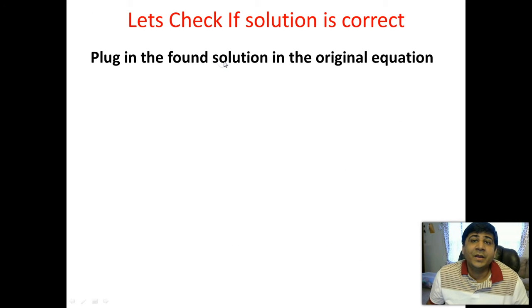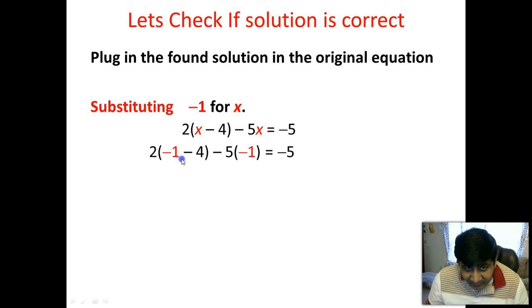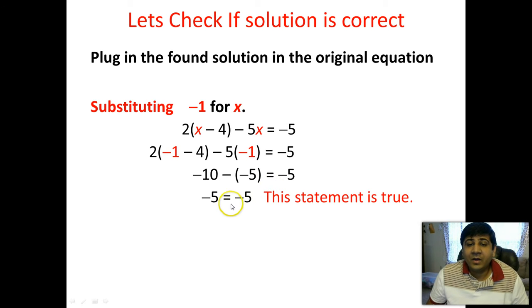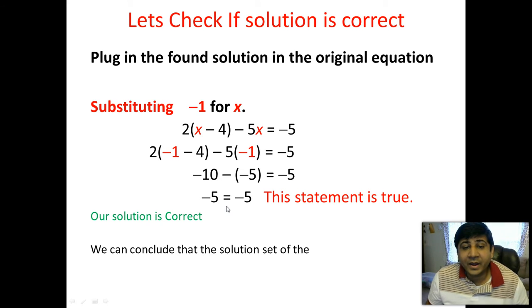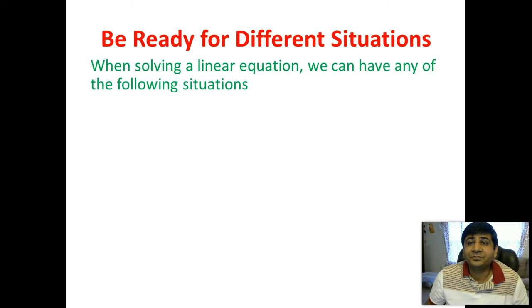Now let's see if our solution is correct. Wherever you see x, substitute minus 1 for that. So x here, put minus 1 there. Combine these two, that will give us minus 5. Minus 5 times 2 is minus 10. Work it out, and you finally get a true statement. That means the solution we obtained is the correct solution. So it's helpful sometimes if you want to make sure this makes sense.